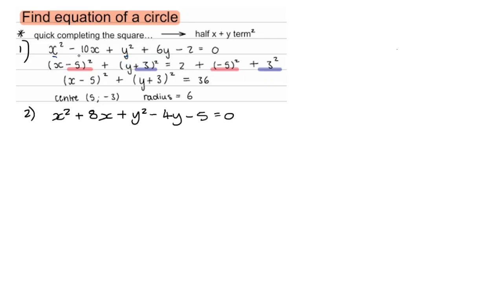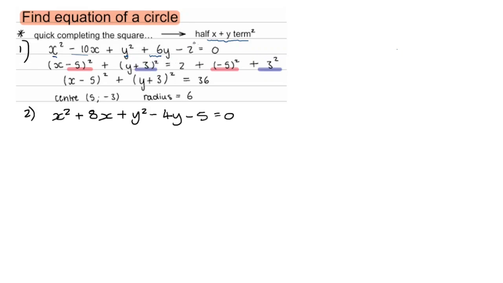But to get the brackets, which help us to get the center and the radius inadvertently, the method that we use is we just halve the x and y term in a bracket squared. And so it's half of the x term, exactly as it is. If it was minus 10, it becomes minus 5 in a bracket squared, plus half of the y term, half of 6, 3, in a bracket squared.